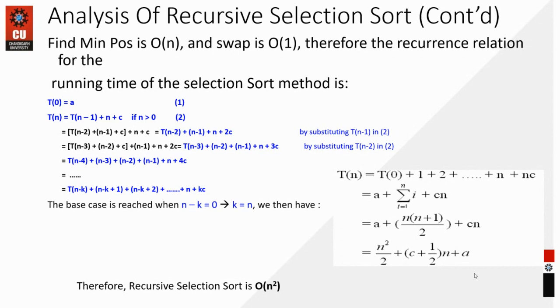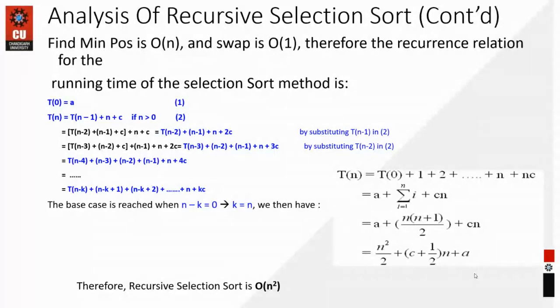If you are not understanding, please let me know. In this way, we need to find the time complexity of the recursive algorithm. If I am putting n minus k, then we get T(n-k) plus n minus k plus 1, n minus k plus 2, up to n, plus kc. In this way we are doing.